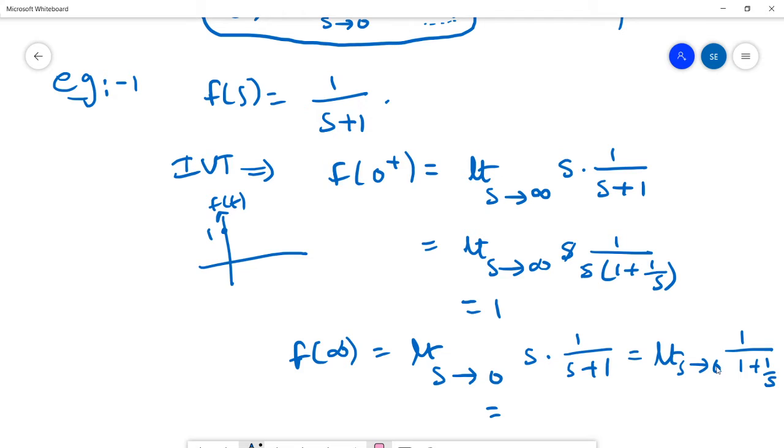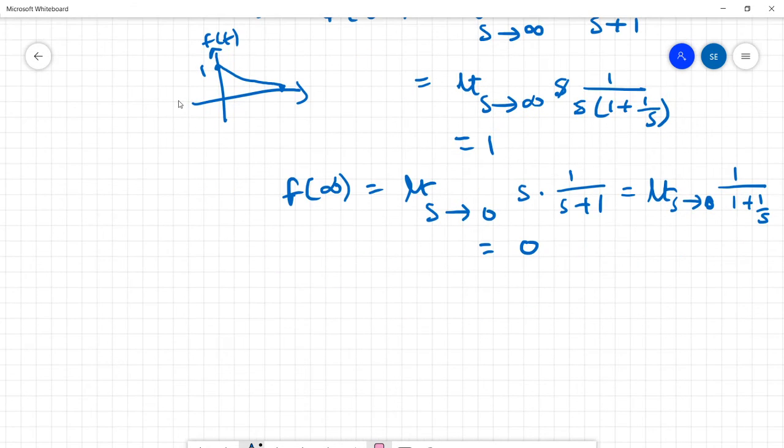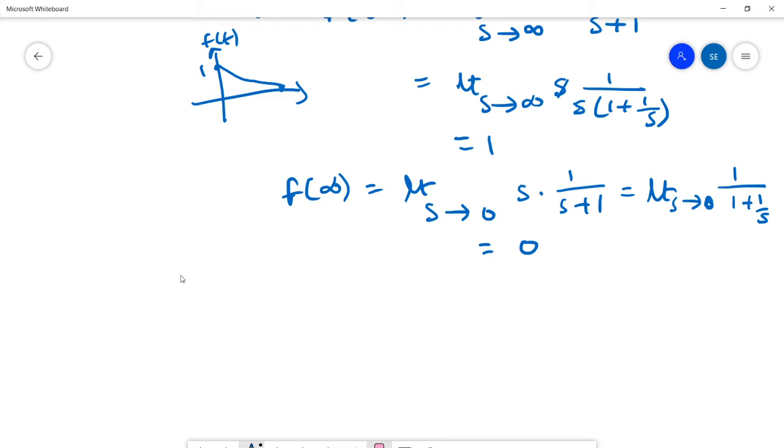So what if you apply 0 to the denominator? 1 by s, 1 by 0, 1 by 0 is infinity. Infinity, if you are adding 1, it is again infinity, and 1 by infinity is 0, right? So the final value is 0. It may go any way, but this is the possibility for the plot to come. If you know the initial value and final value, you can actually determine the signal f of t. So we can interpret the signal, right? Similarly, we will do another problem.